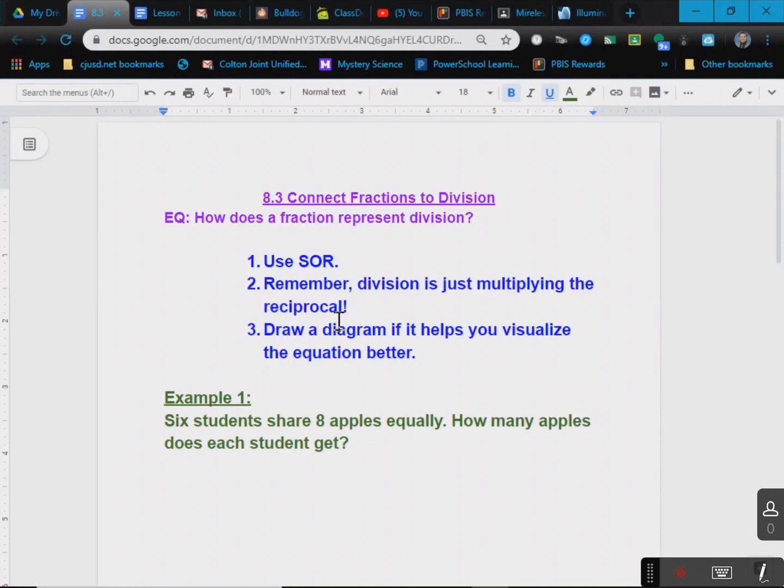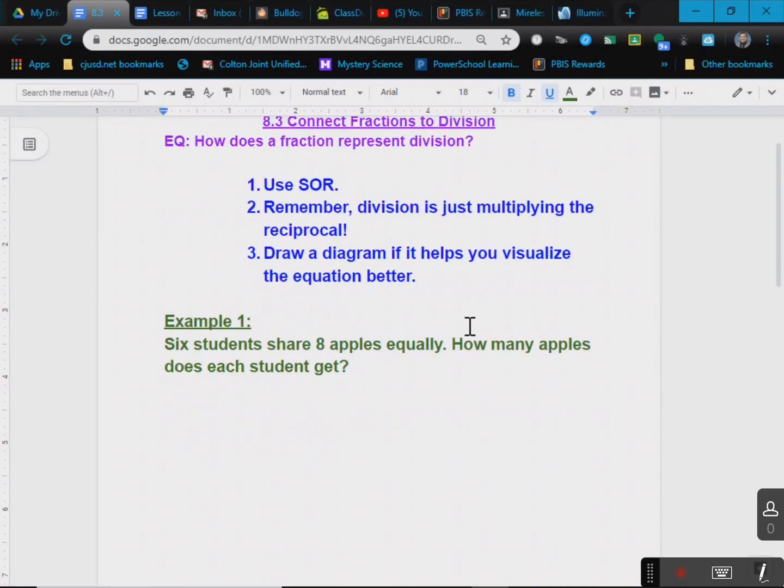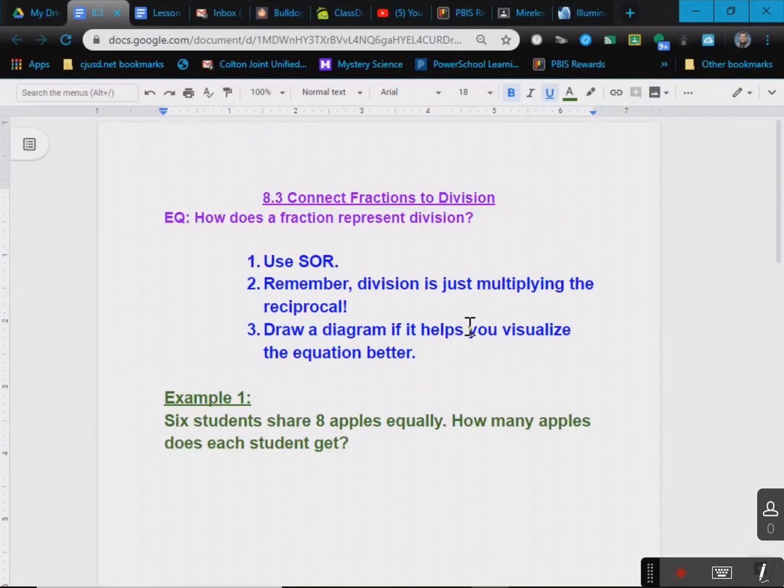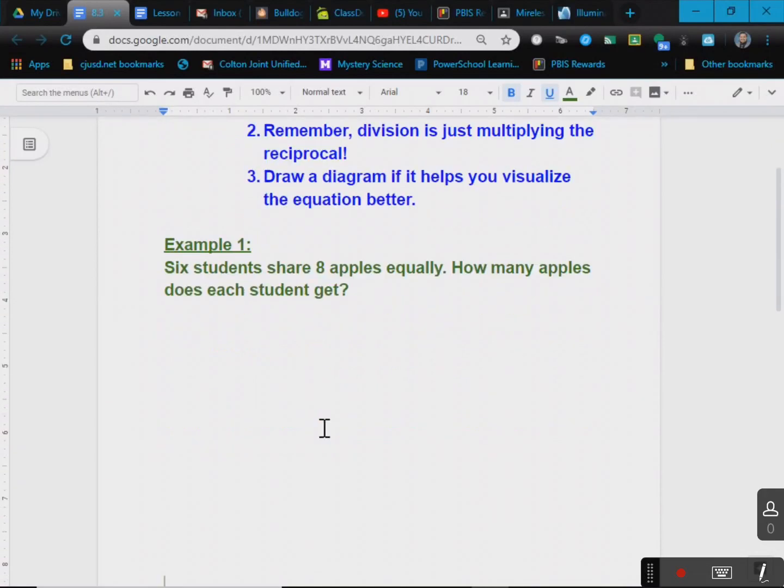And the third step, which I showed you in the previous video, is that you can draw a diagram if it helps you visualize the equation better. So I'm not going to be drawing a diagram in this video, but if you need to go back to the previous one to see how to draw diagrams, please feel free to do so. So make sure you write those steps down and also write the two examples.